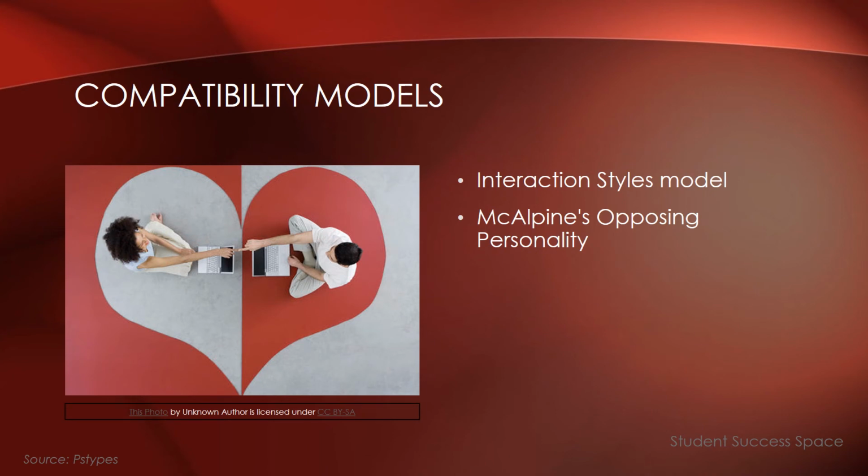Moving forward, our second model is called McAlpin's opposing personality, and this is based on Jung's eight functions theory. It states that an incompatibility happens when types with the same functions are there, but they have opposing attitudes. Now remember that the opposing attitude is the last letter of your MBTI style.